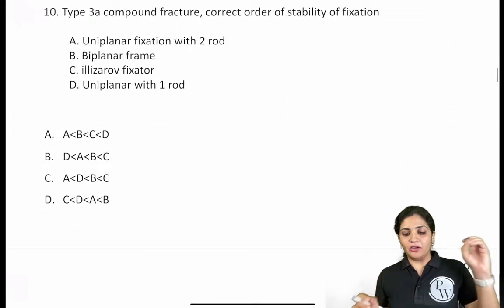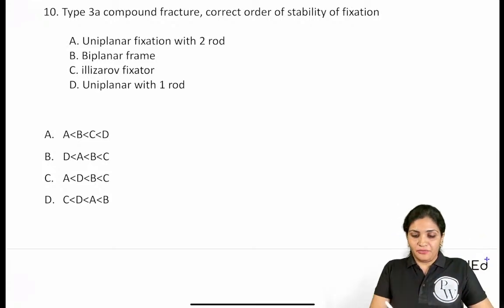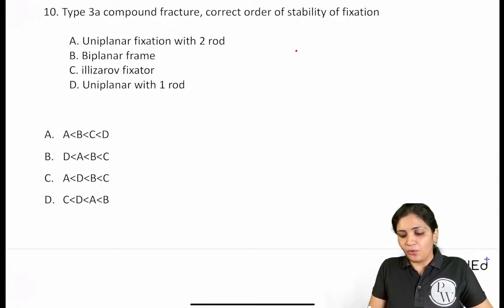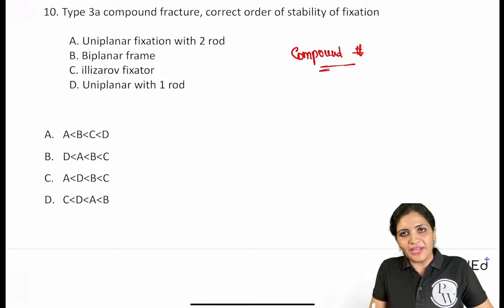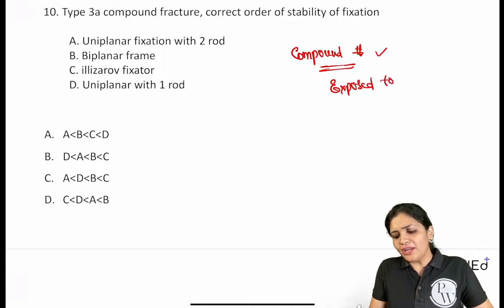Next one, a type 3A compound fracture, correct order of stability of the fixation. So before that, let us deal with what a compound fracture is. If I say compound fracture, that means the fracture which has happened has been exposed to the environment. So let it be exposed. What is so great or difficult about this exposure to the environment?